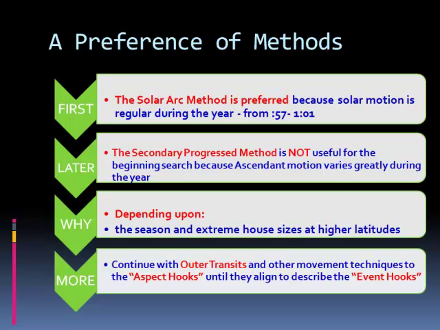The secondary progress method is not useful for the beginning search because of the variables of the ascendant motion and the retrograde cycles of the various planets. The season and the extreme house sizes at higher latitudes are another consideration the astrologer must deal with. Most would agree, however, that the outer transits and indeed other movement techniques to align the aspect hooks with the event hooks is the goal of rectification and clearer and more accurate forecasting for the client.